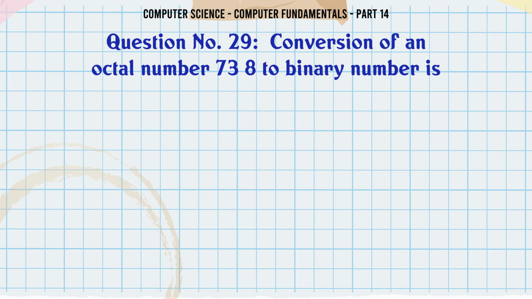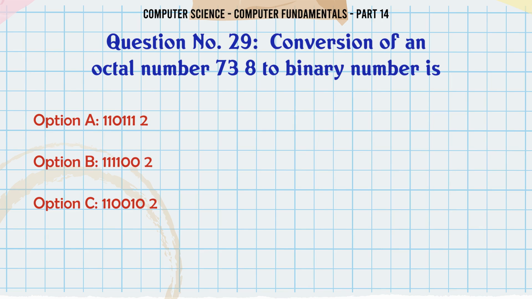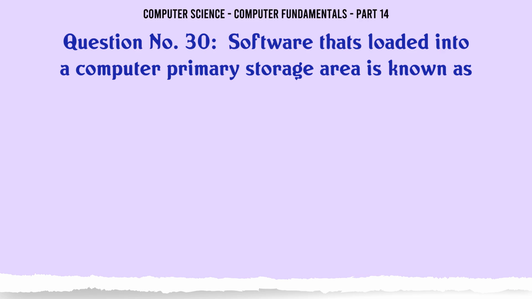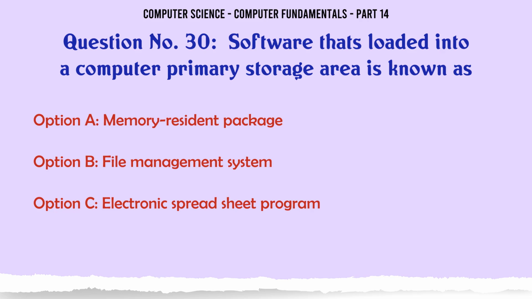Conversion of an octal number 738 to binary number is A. 1,10,111. B. 1,11,102. C. 1,10,010. D. 1,11,011. The correct answer is 1,11,011.